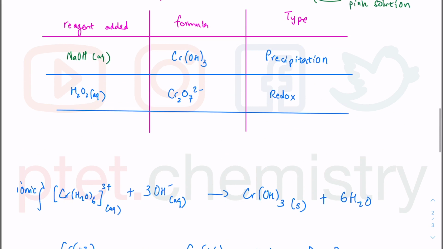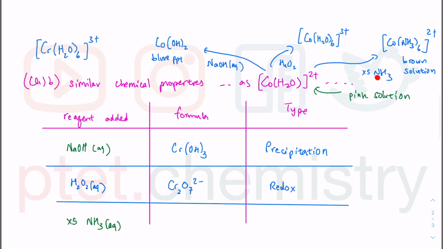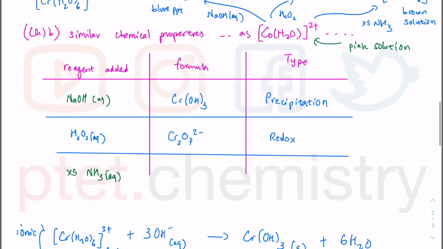Moving on to the very last part of this question. So you have excess NH3. With a little bit of NH3, it's going to behave just like hydroxide because NH3 is a base. So initially you get a precipitate of chromium 3 hydroxide. Just like with the cobalt, with a little bit of NH3, you initially get this blue precipitate. When you add in excess NH3, you get this brown solution forming.